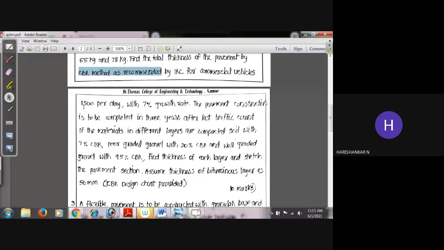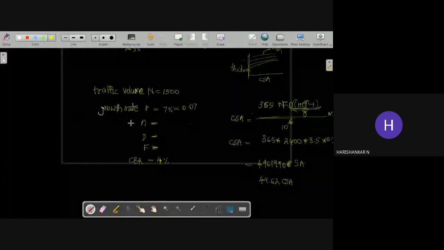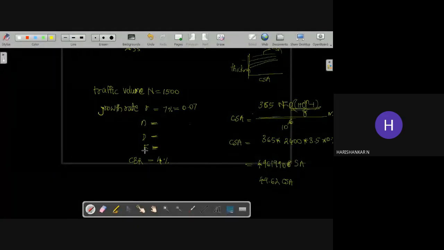Okay, this is not the actual value, because at the time of completion you will have some other traffic growth. This value was taken some 3 years back. So what you should do is correct this n value. You cannot take this as the n value. That is an extra step.